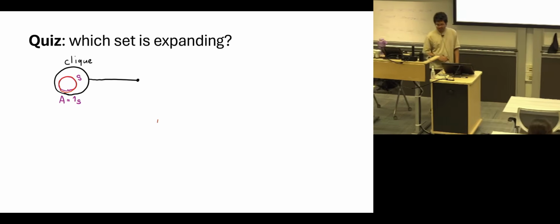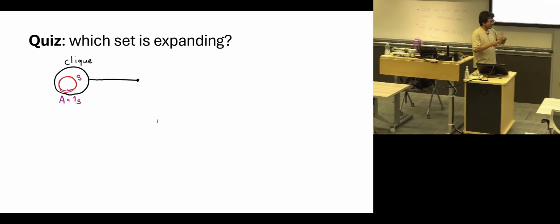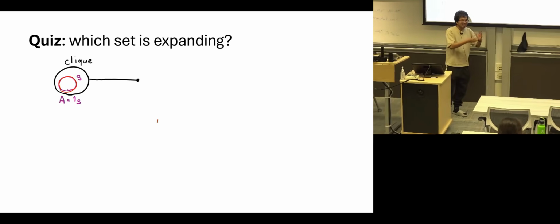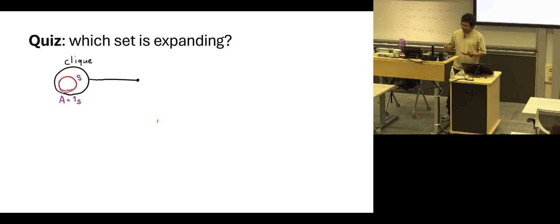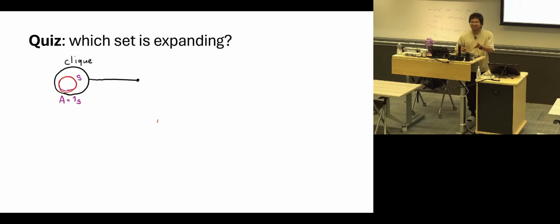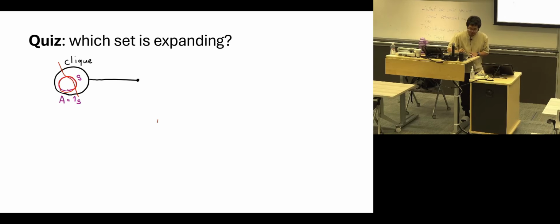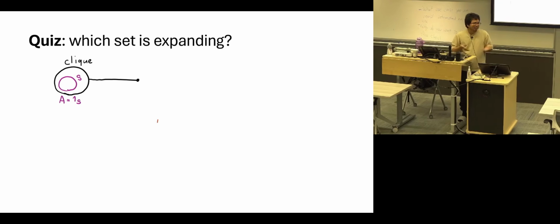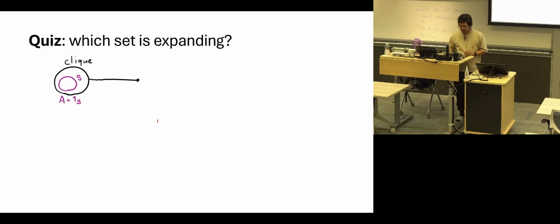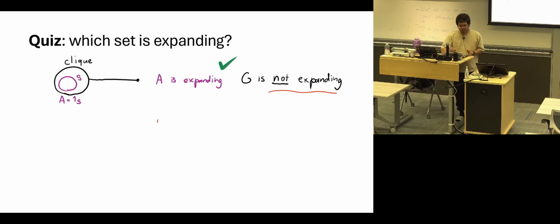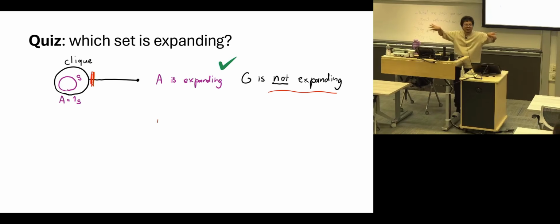To say that it's expanding means that it's well connected. So yes, A here is expanding in G, because no matter what, if you want to separate A, you need to separate the clique, and you cannot separate a clique in a sparse way. So A is expanding. G is not. You could just cut it here, which would cut G in a balanced way, but it doesn't really separate A. So G is not expanding, X is not an expander, but A is expanding.